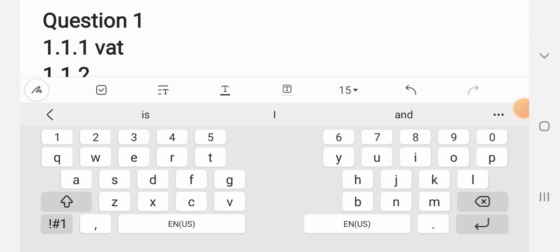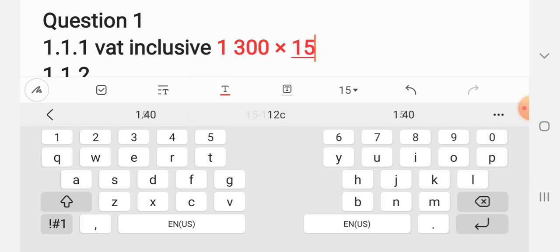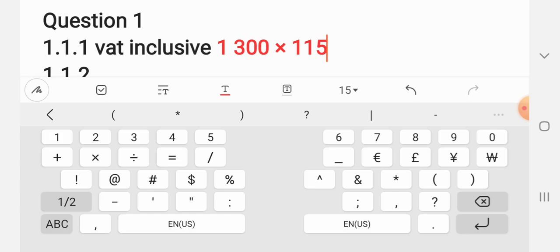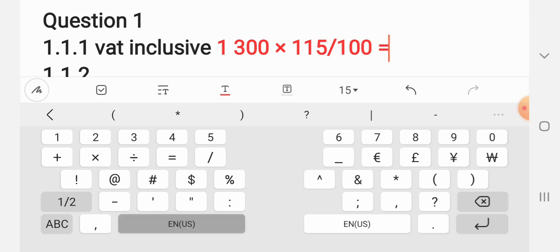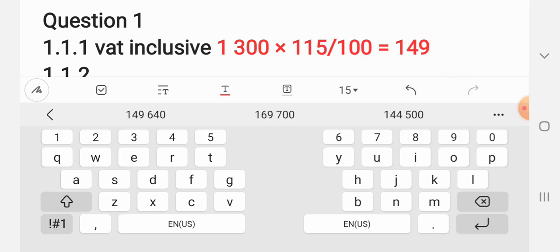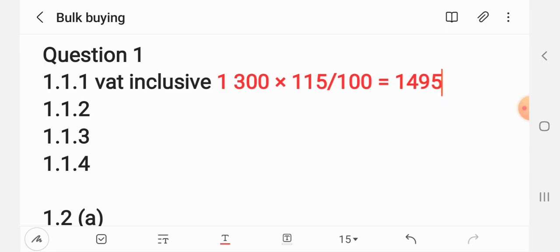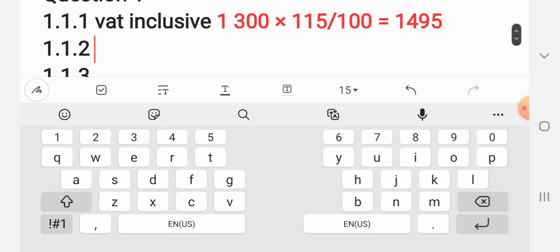Let's say VAT inclusive. This is the amount that has VAT. We say 1,300, which is the VAT exclusive amount. Let's change color. Make it red. 1,300 multiply 115 divide by 100. So you take the exclusive amount, you multiply it by 115 divide by 100, and then that will give you 1,495. Or you can just take the VAT amount, add the exclusive amount, and then you can get the same thing. So we will go to 1.1.2.